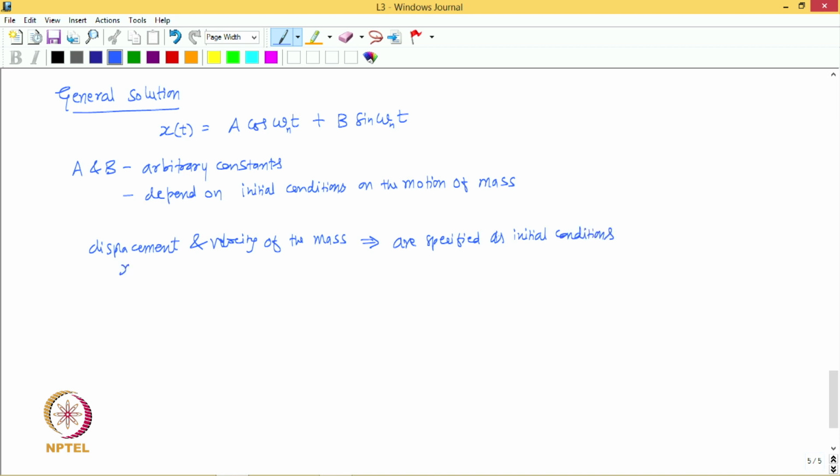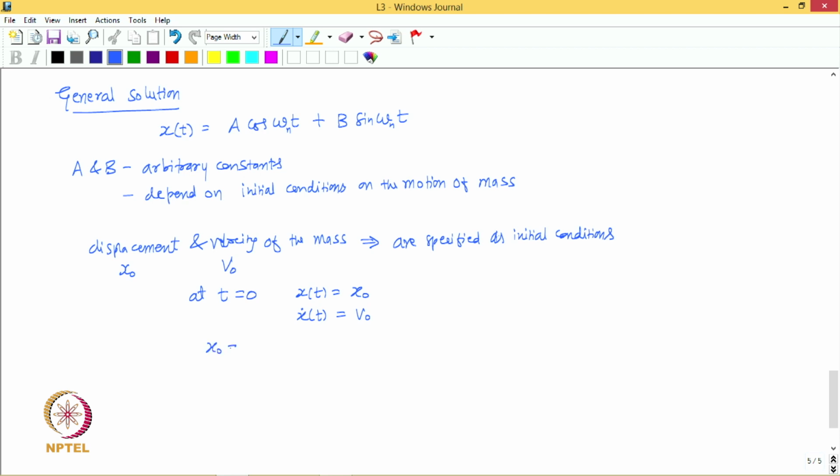So let x naught be the initial displacement and v naught be the velocity. So we can formally write that if we call the initial time t equal to 0, then at t equal to 0, x of t is equal to x naught, and x dot of t, which is the velocity, is v naught. Now we can use these two conditions to find a and b by substituting them in the equation.